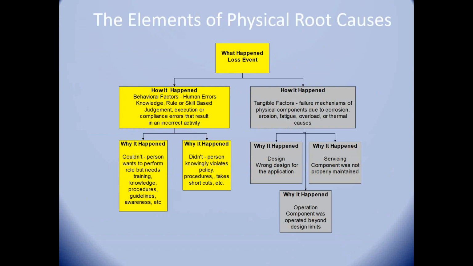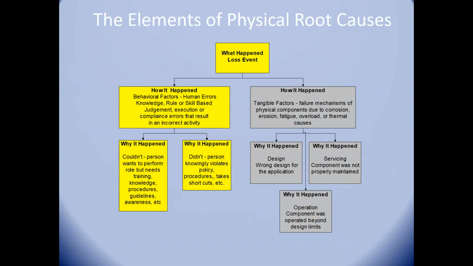It says the person wants to perform his role, but needs training, may need knowledge, may need some better written procedures, may need guidelines, maybe needs some tools to make him more aware so that they can actually perform the job. Because in most cases, the majority of people in plants want to perform their job correctly. They want to perform their job right. But we have to give them some of those things to do that.